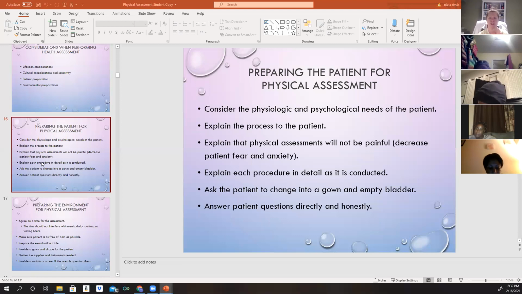Ask the patient to change into a gown and empty their bladder because you want them to be able to participate in the physical assessment. You have to practice time management as well. You don't want to have to stop your physical assessment because the patient decided they have to go to the bathroom. So while you're getting their meds together or doing something else in their room, you can tell them ahead of time, and then they can go to the bathroom while you're doing what you have to do.